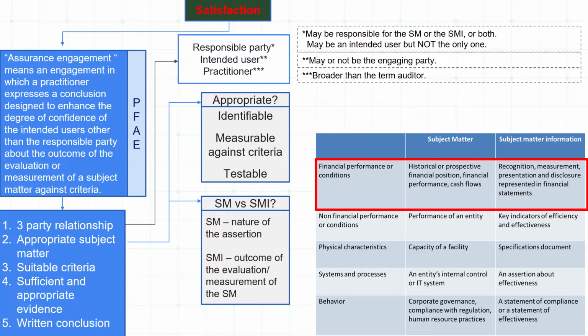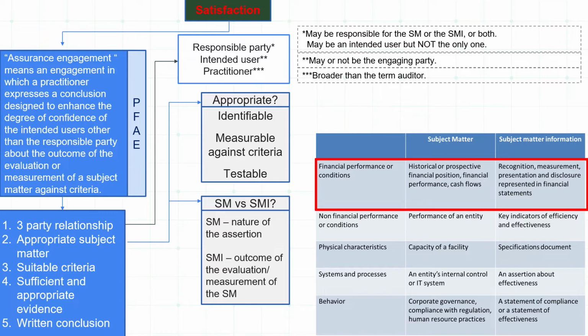We have the financial statements. And so, therefore, when you talk about the financial statements, that is the subject matter information. It contains the result of measuring the subject matter. If the subject matter is financial position, the subject matter information will be the balance sheet. If the subject matter is financial performance, the subject matter information will be the income statement. And if the subject matter is how the entity manages the cash flow, the subject matter information is your statement of cash flows.